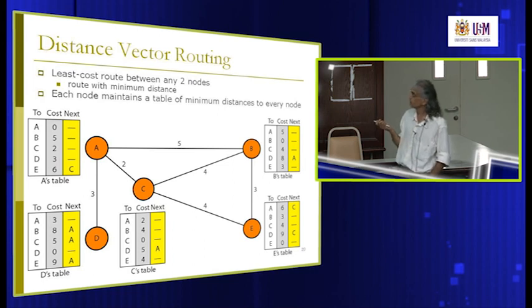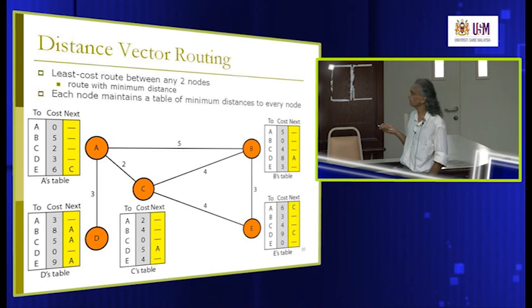So for A, it knows that to go to B, C, D, it doesn't have to go through anyone. It can go directly. The cost from A to A is zero because it is itself. A to B is 5, the cost of the link. Then to C is 2, to D is 3.